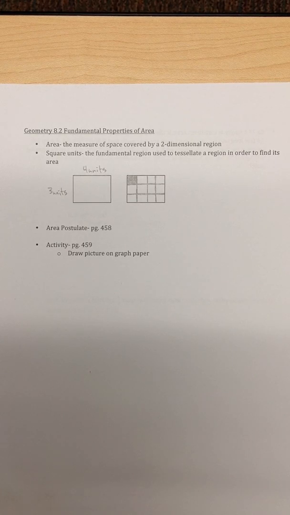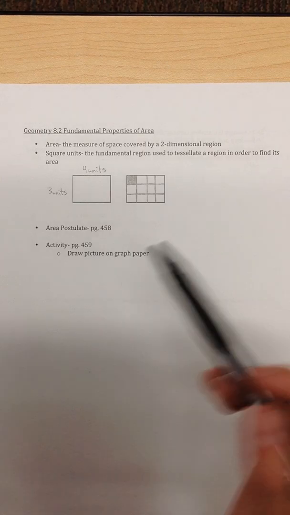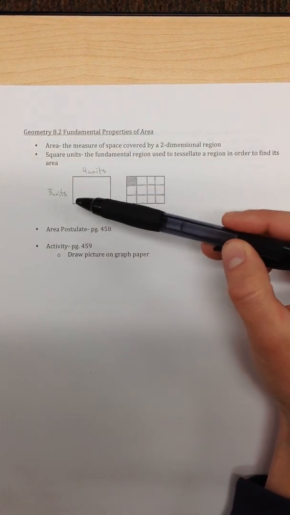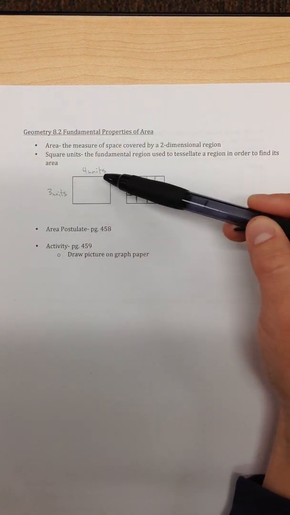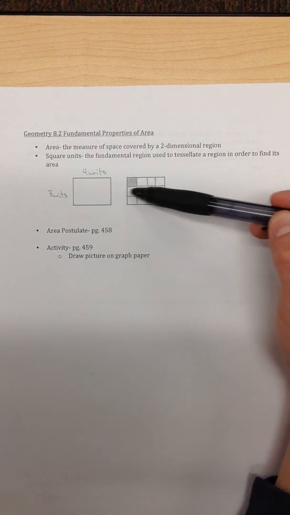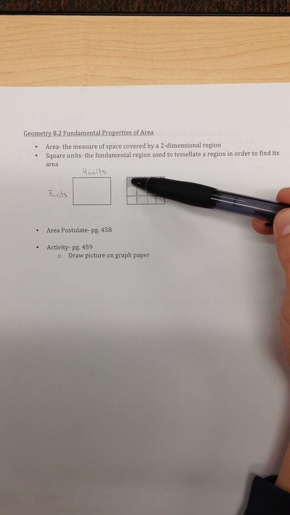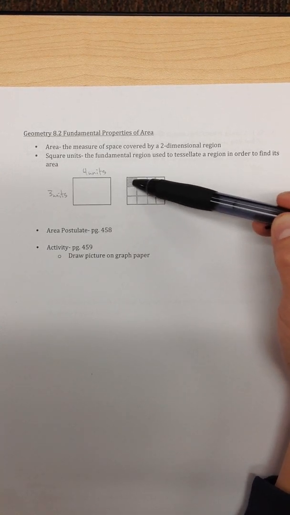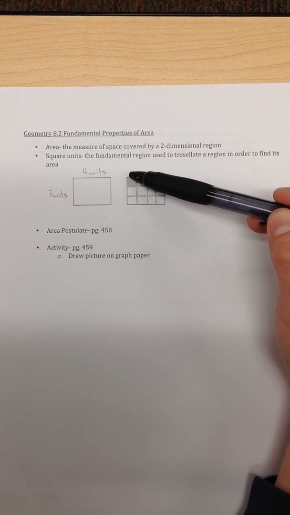Okay, so how we measure area is we measure it in square units. So our units could be miles, inches, whatever, but it's always in square of whatever that is. So square units is the fundamental region used to tessellate a region in order to find its area. So what they mean by that is basically if we know something is like 3 units by 4 units, we can break that up into equal little squares across there, and then each one of these would be a unit squared because it would be a unit by a unit.